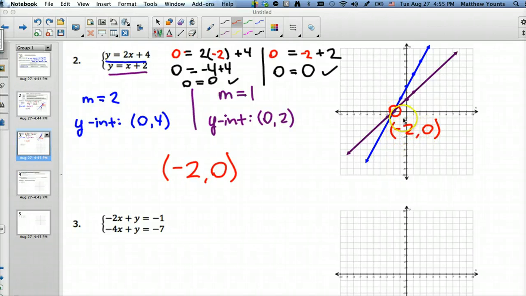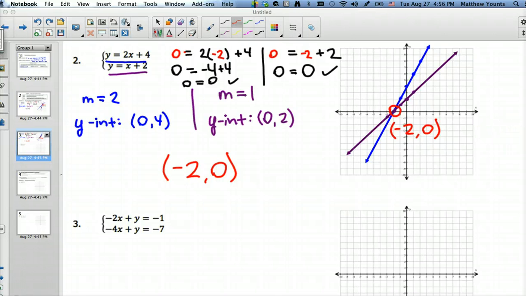That means that's the only point that lies on both those lines, so that's the only x and y value that makes both equations true. I checked that by plugging in a negative 2 for x and a 0 for y in both equations. And when you're checking, you do have to plug it into both equations. You can't just do the top and stop. You have to plug your ordered pair into the top and the bottom equation both.